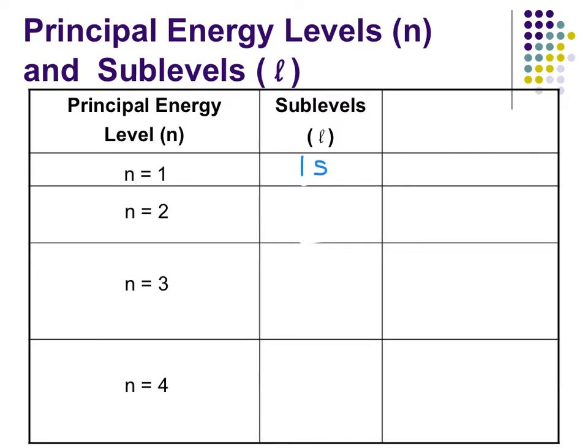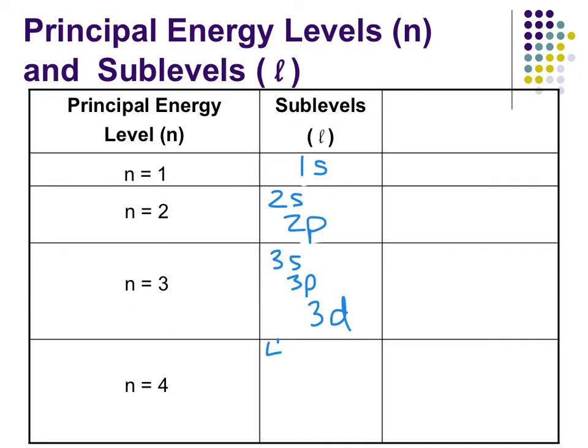If the principal energy level is 2, we could have 2 shapes. So we can have a 2s, but also a 2p, the next shape that could fill. With an energy level of 3, we could have 3 shapes. So we'll have a 3s and a 3p, but then also a 3d. And then finally, once we get to principal energy level 4, we can have all 4 shapes.